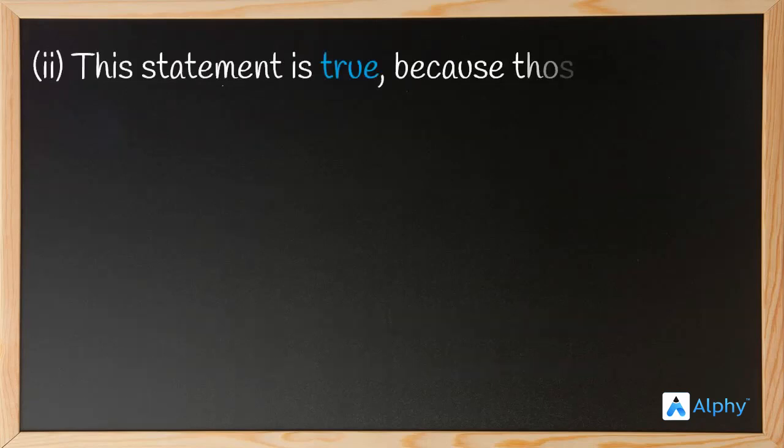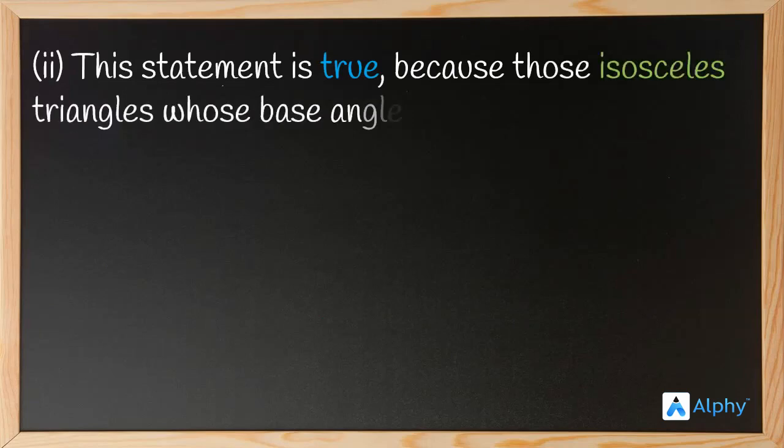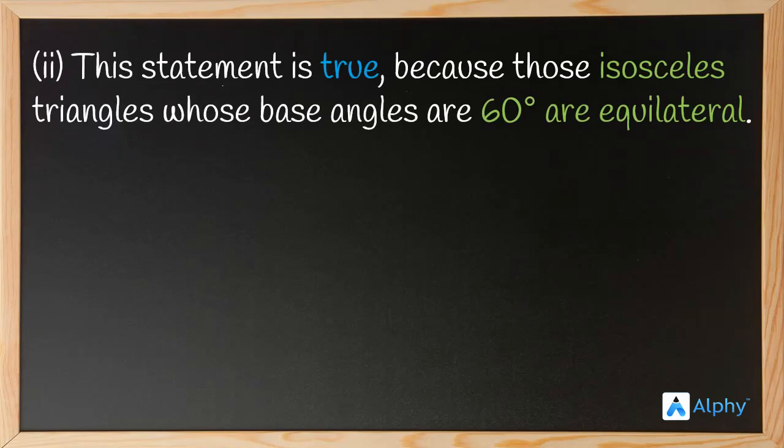In the second part, we have this statement is true because those isosceles triangles whose base angles are 60 degrees are equilateral. So an isosceles triangle, when you draw it with a base angle of 60 degrees, two angles are going to be 60 because two sides are equal, and then from that you can understand that the third angle is also going to be 60 degrees and the triangle is going to become an equilateral one. So this is the second part. Try to draw it also, it's going to be helpful for you, but that is the basic outline of this particular part.